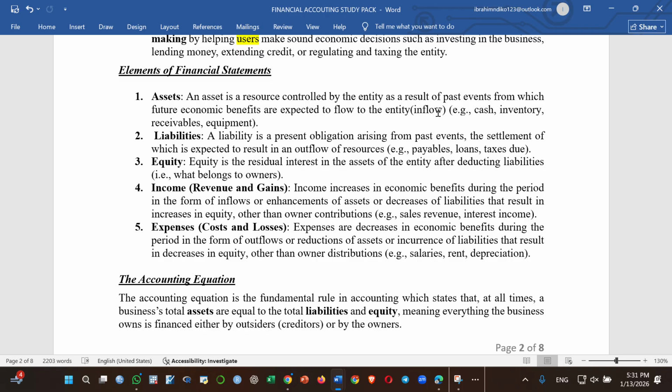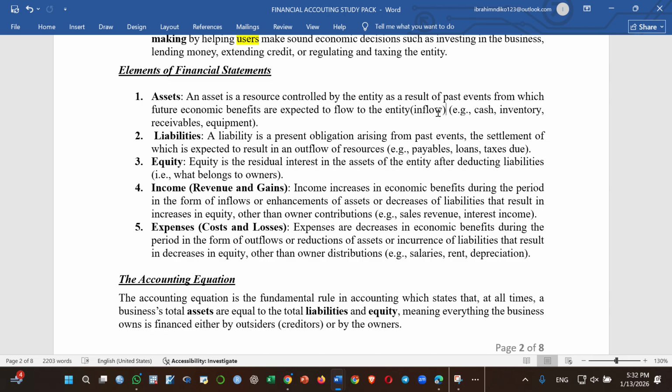Kwa sababu pesa itakuwa inatoka. Kama uko na deni, ukilipa hiyo deni, pesa inatoka kwa akaunti yako ikienda. So hiyo pesa ikitoka, that represents an outflow of that resource. So it is a present obligation as a result of a past event from which the settlement would lead to an outflow of the economic resources.